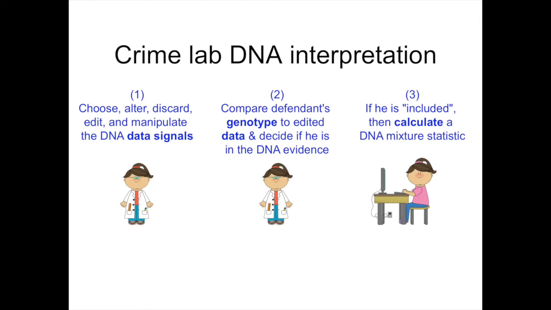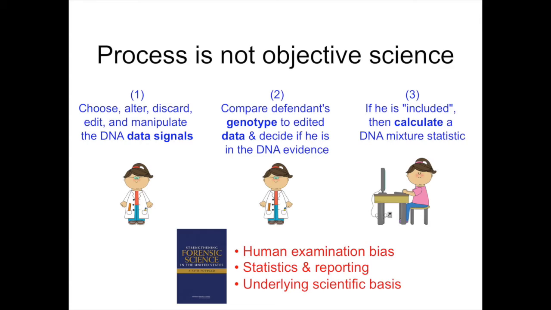And also there are many labs whose protocol is, if the computer doesn't agree with you, play with it some more. Because you're the expert, and you must have been right, and the computer is what's not right. So the problem with this is that it's not an objective science. The DNA isn't like with single source DNA, or using TrueAllele. It's a human examination process that the NAS report decried in 2009 for the other fields of forensic science. The statistics and the reporting are just the end result of a number of qualitative subjective manipulations, and it's unclear if this has any scientific basis.